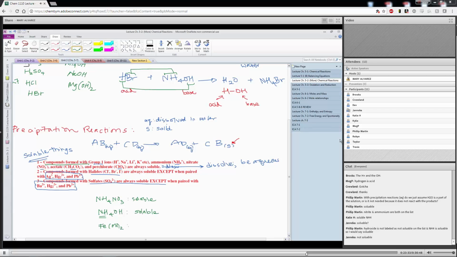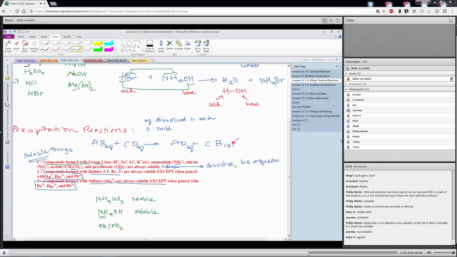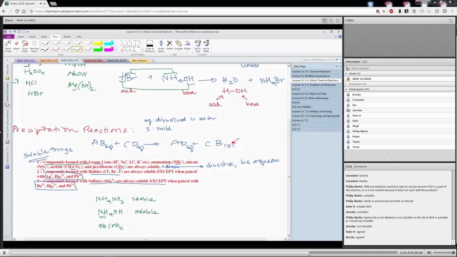Jenica says not soluble. Anybody want to second the motion? We vote iron(II) hydroxide not soluble? Or dissenting opinion? Katie H agrees. All right. Why did you say not soluble? Brooks agrees. What are you basing that analysis on? Just so that everybody else can make it too.